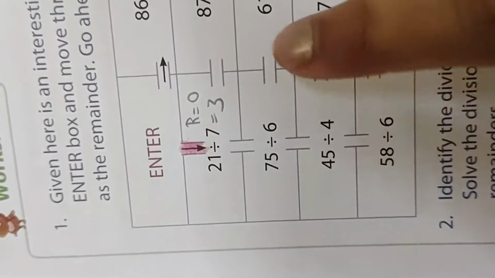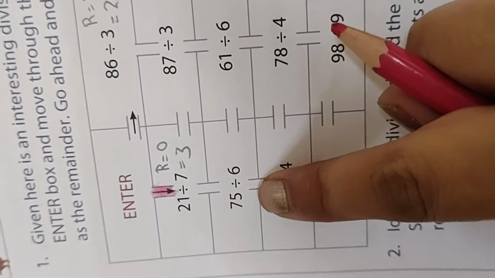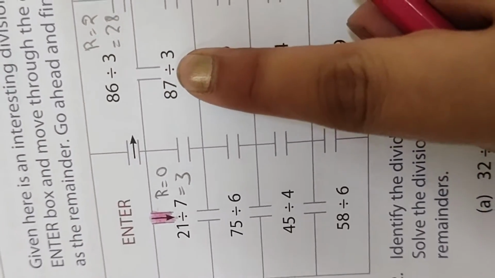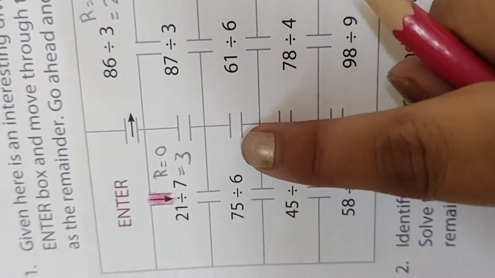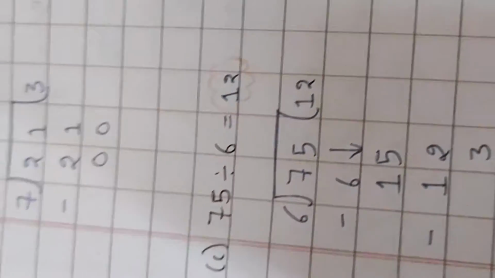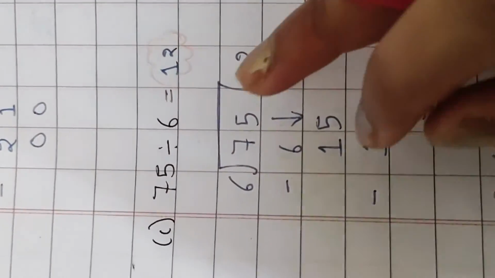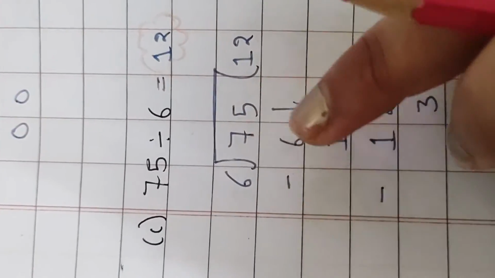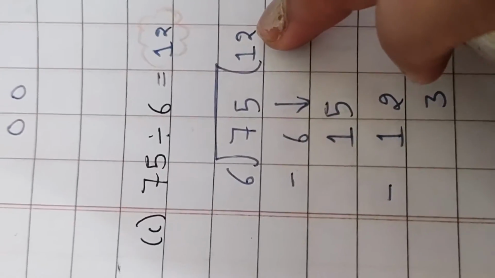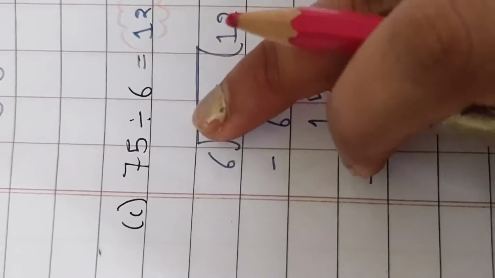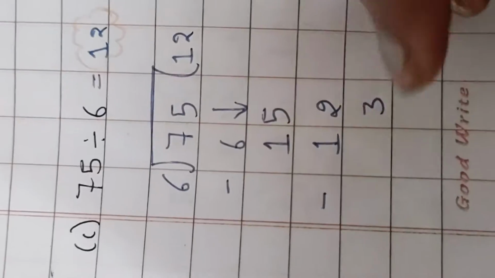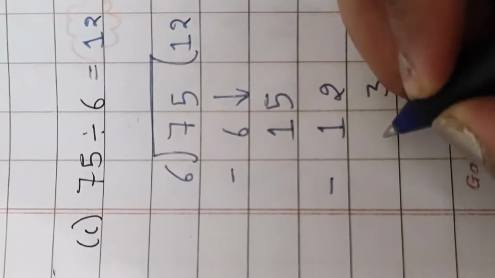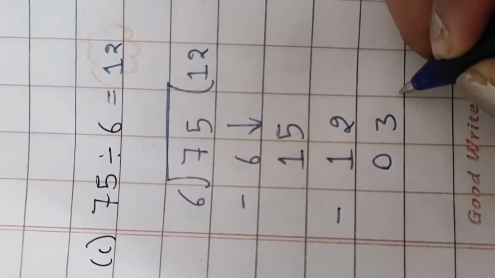Now 21 divided by 7 is having two ways, either 75 divided by 6 or 87 divided by 3. So I have written both the questions here. 75 divided by 6: 7 doesn't come in the table of 6, so we will write 6 here at 1, and 5 we will bring down. 7 minus 6 is 1, so 15 doesn't come in the table of 6, so we will write 12. Now 5 minus 2 is 3 and 1 minus 1 is 0. So as you can see here the remainder is 3.